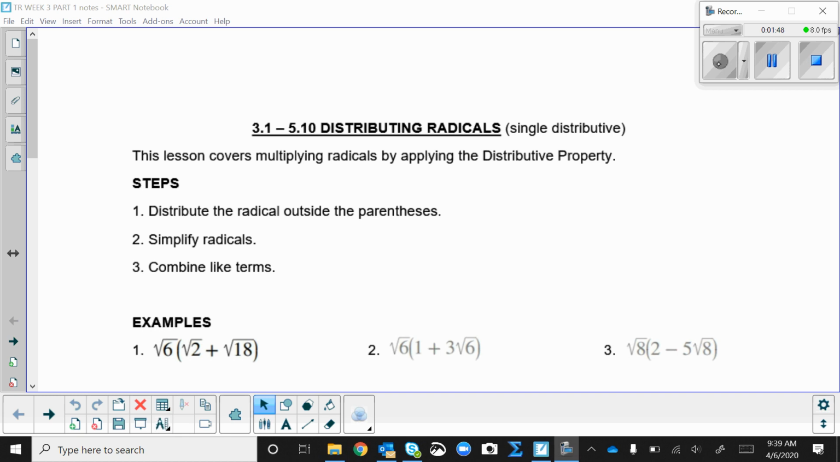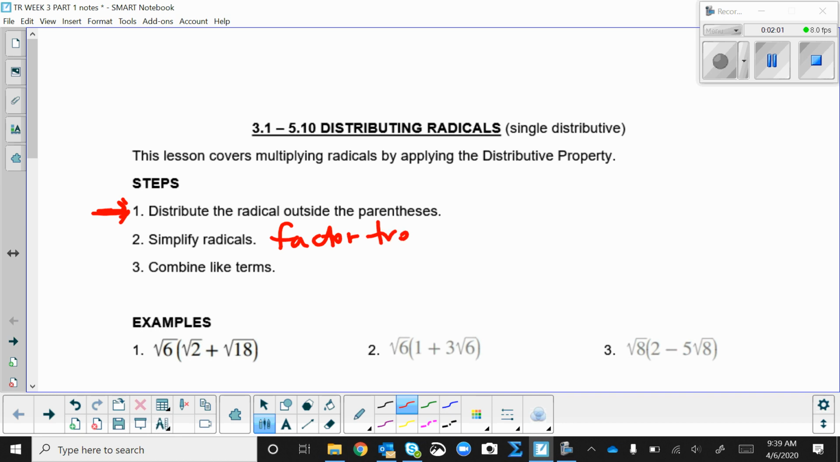So here are the basic steps. Step 1 is to distribute the radical that's outside the parentheses. Step 2 is to simplify the radicals. That's where you take your factor trees and look for your groups to simplify. Like a square root, you need groups of 2, cube root, you need groups of 3, etc. And then the last step is a new addition from last week's lesson.